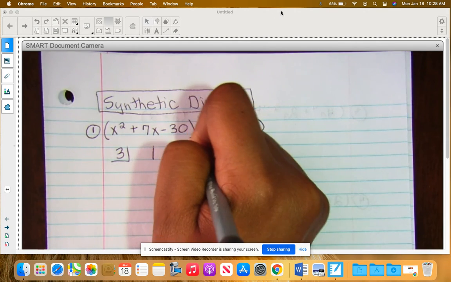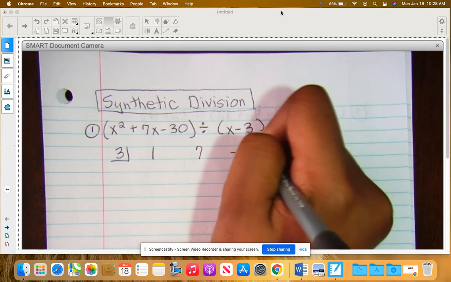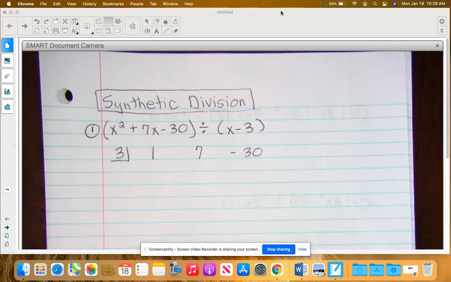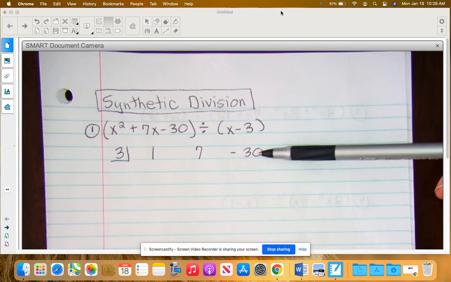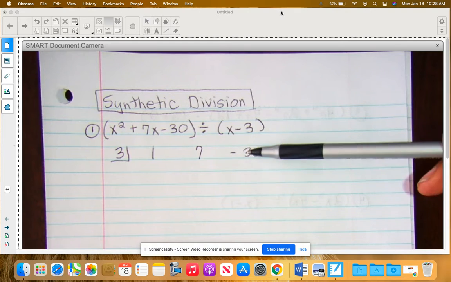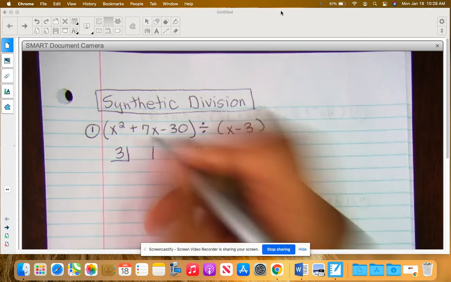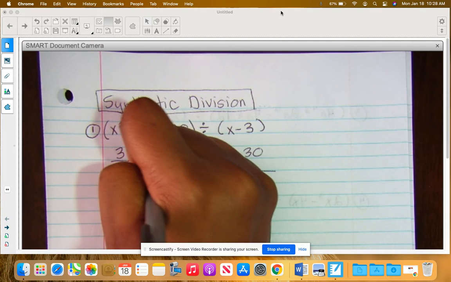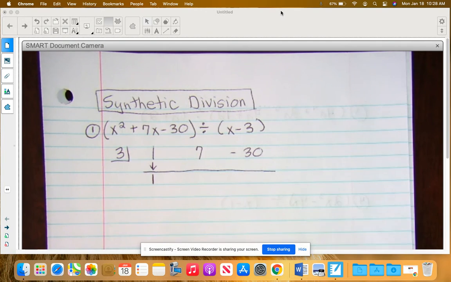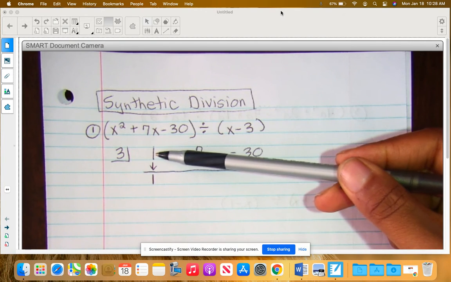Just like we talked about yesterday, if you need a placeholder, you would put 0 in the middle, because your exponents have to go from the biggest exponent and work all the way down. So x squared, x to the first power, regular number. I did not need any placeholders, so we're good to go. We're going to draw a line. The first number always comes straight down.